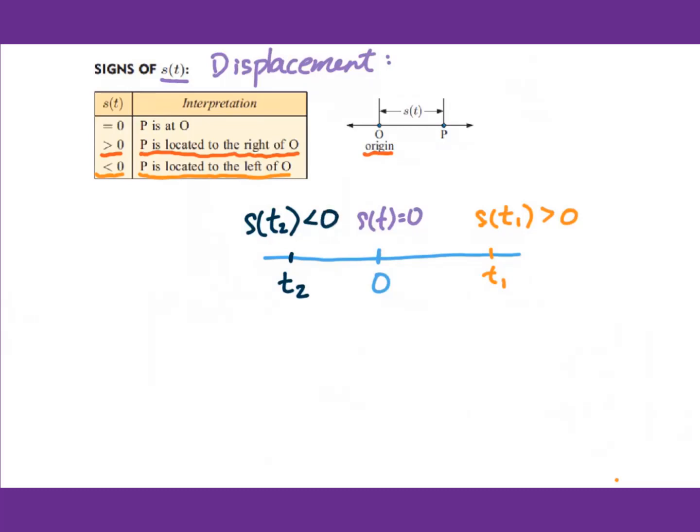In other words, when we say s of 2 equals -7, how do we draw the diagram for that? This is the origin. And from the origin to the left, 7 units. This is 7, to the left side of the origin. In other words, this position will be s of 2.